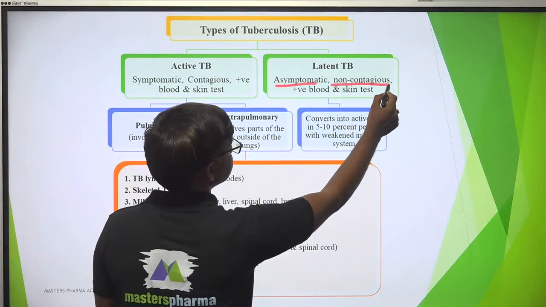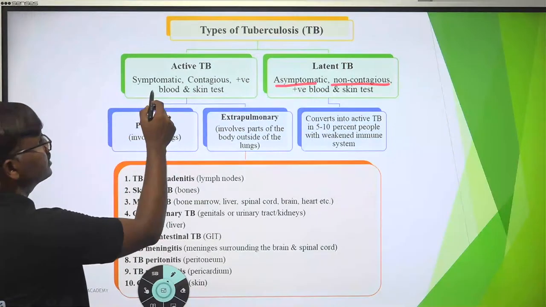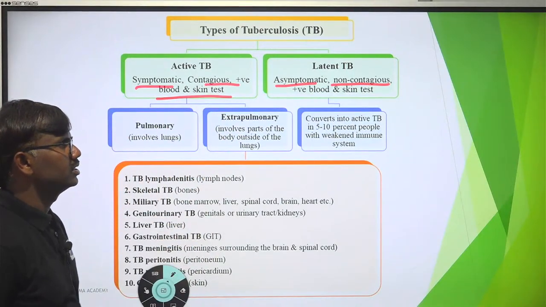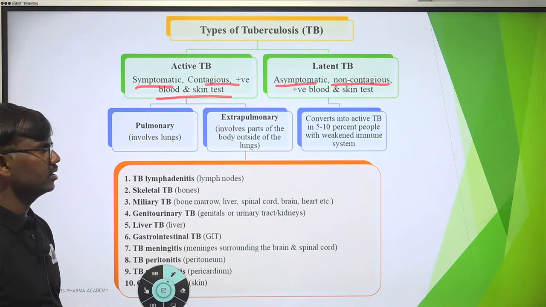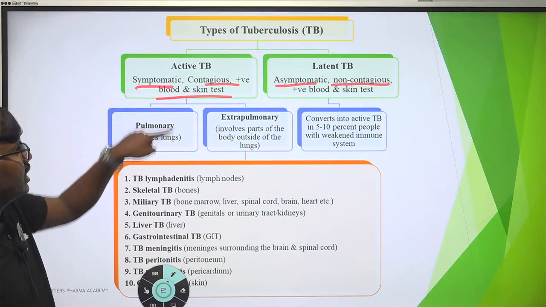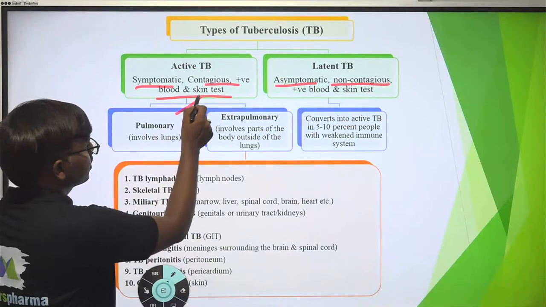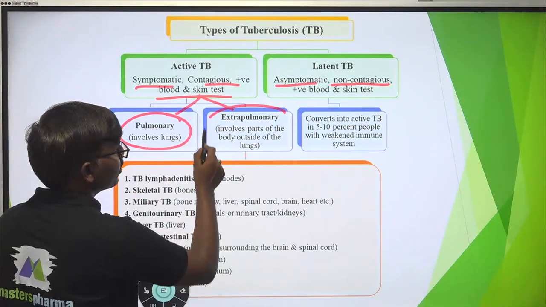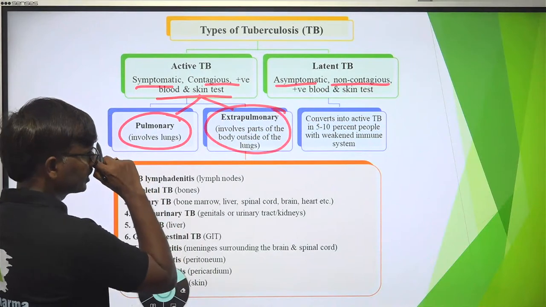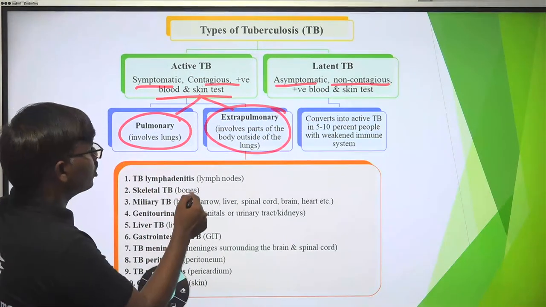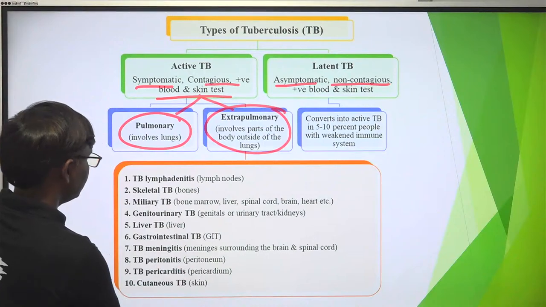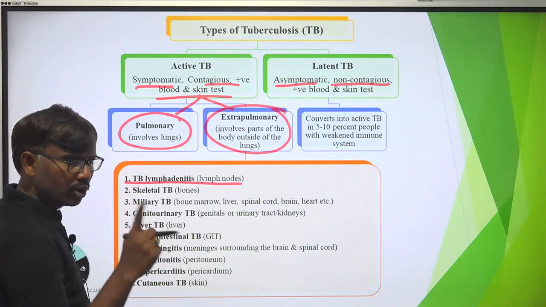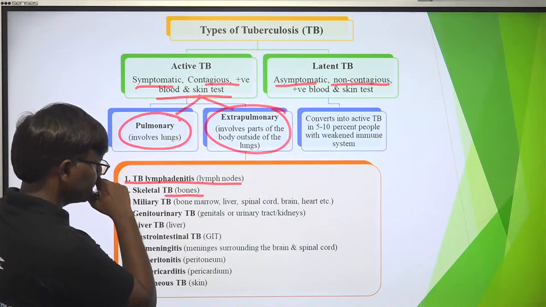Asymptomatic or non-contagious, right? And then symptomatic, contagious, positive in blood and skin test. Of the two, latent is identified only in the skin test. Next, again the active has two types of TB: pulmonary TB, involved in lungs, and extra pulmonary TB, other than lungs. So other than lungs, different types of TB come. TB lymphadenitis, TB in the lymph node, and bone TB also, TB in the bone.